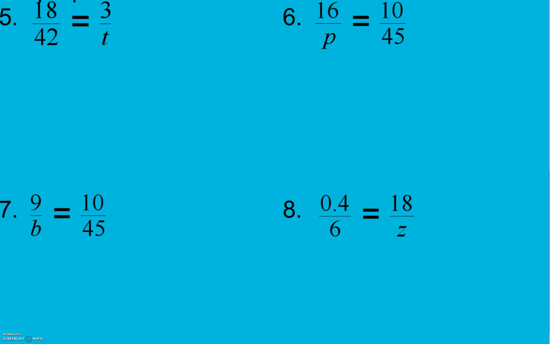Now we are going to use cross products to solve these proportions. 18 times t, and again go ahead and pause here and try these if you want, and then check them. So 18 times t equals 3 times 42. 18t equals 126. We get rid of multiplication by dividing. And again, I got the 126 by multiplying here. And we get t equals 7.